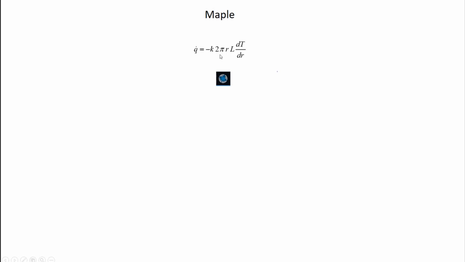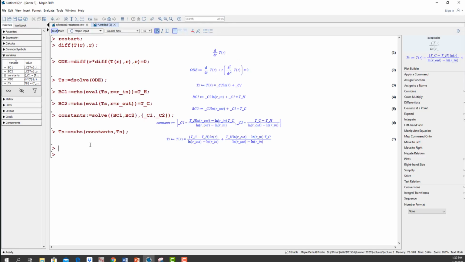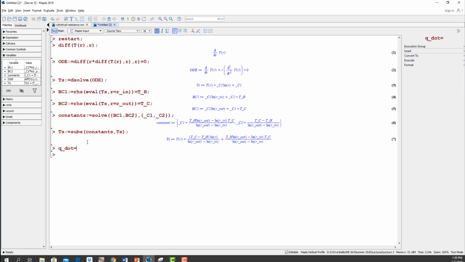So how am I going to do this? If I look at this, I have an expression for T, so I'm going to have to use the diff command here, and I think with that I should be able to get q dot. So let's go back here and figure out what q dot is. Q dot is equal to, again, let's use an assignment, minus 2 times pi, times r times L times k times the differential of what? The differential of this TS with respect to r.